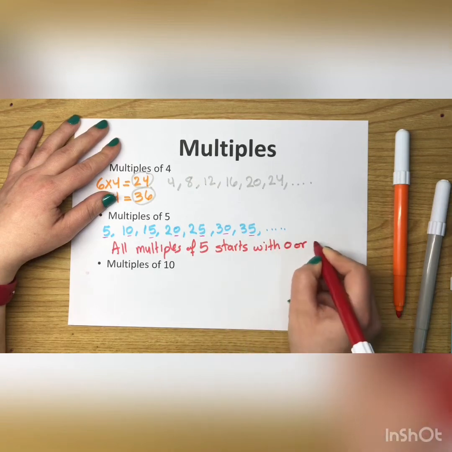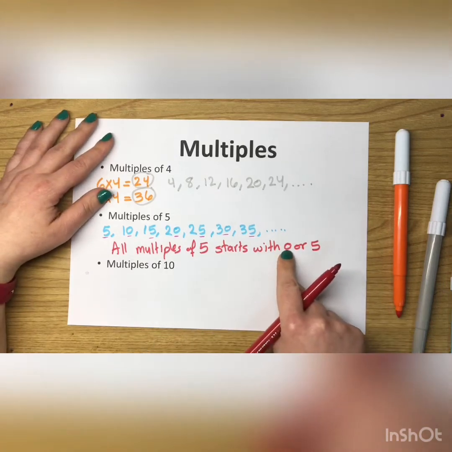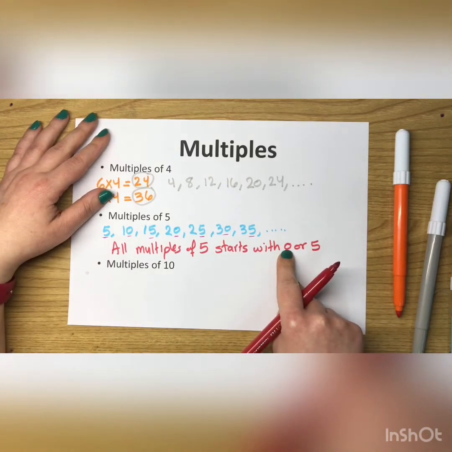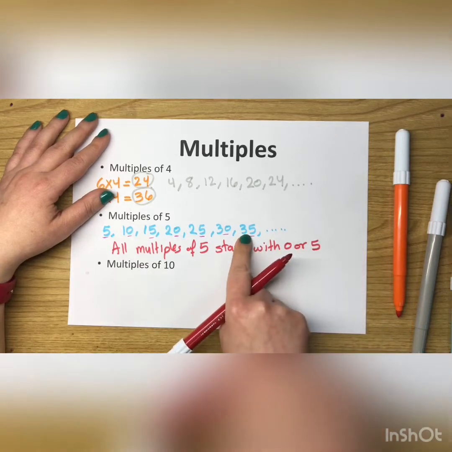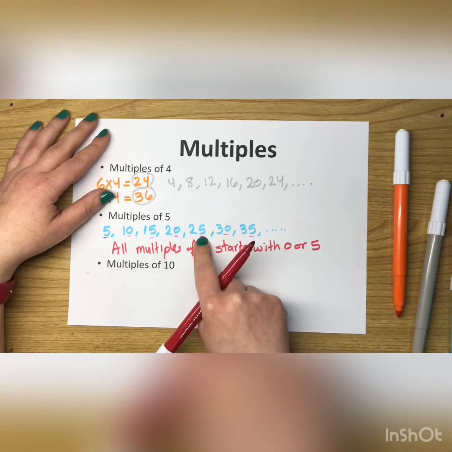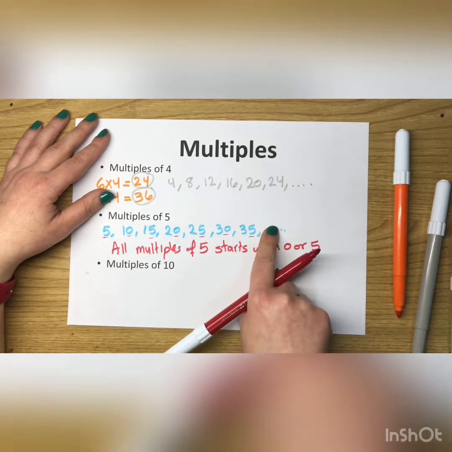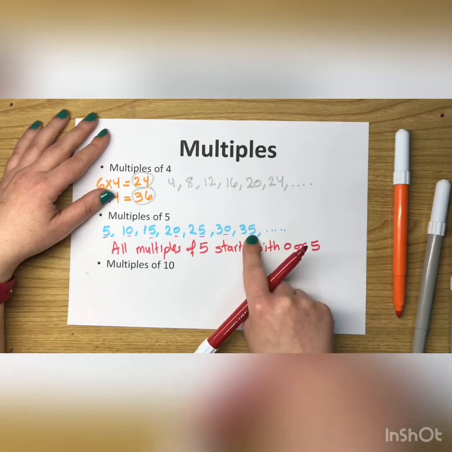Okay? If it ends with 0, that means it's an even number. If it ends with 5, it's an odd number. 35 is odd. 30 is even. 25 is an odd number. So all multiples of 5 have either 0 or 5 in the ones place.